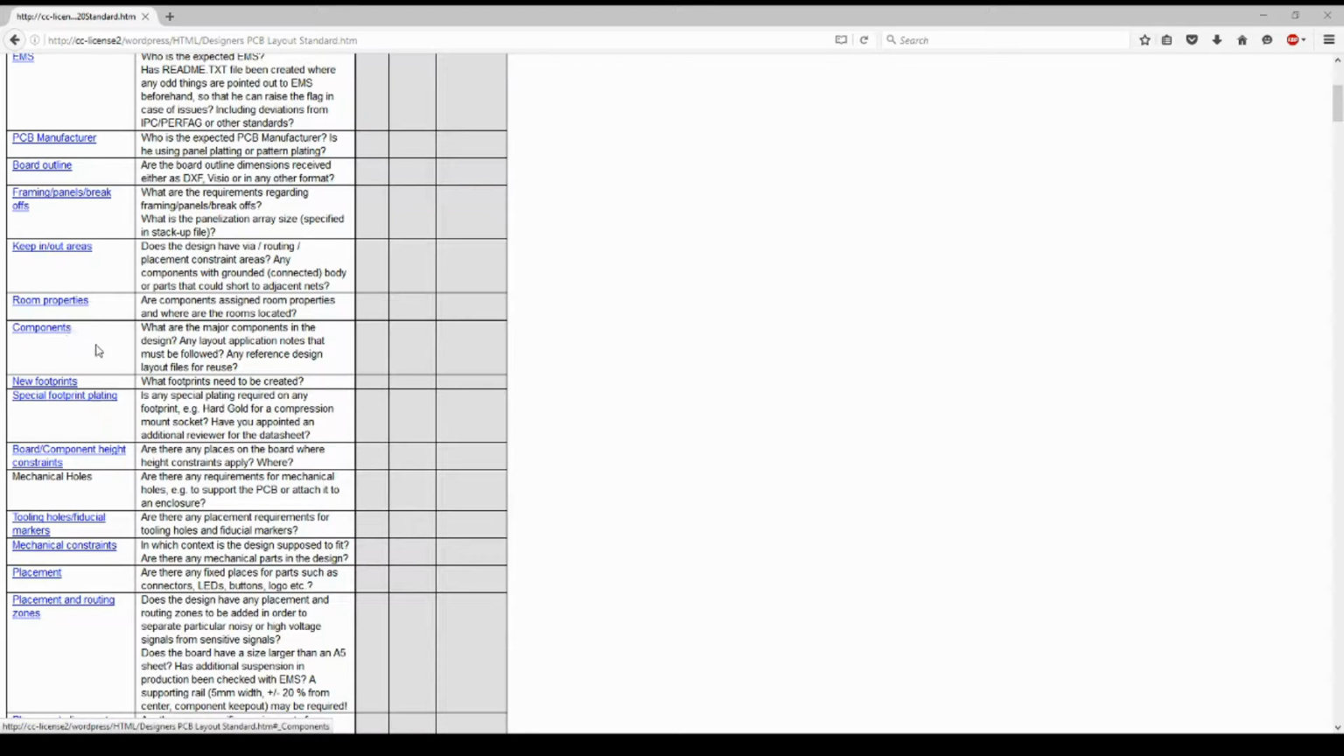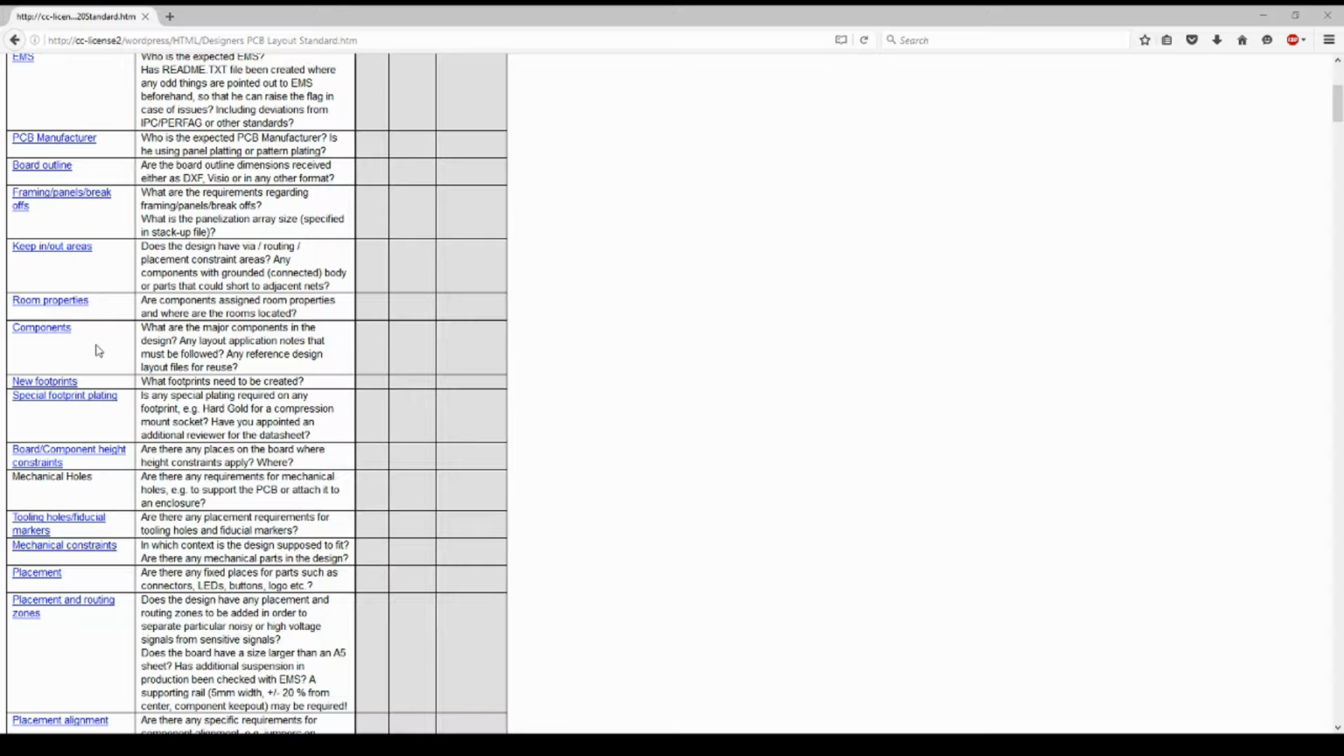Then we go into the components. Obviously there will be components in the design, but which are the major ones? Are there any of these components that have any specific application notes? Then they should be followed.